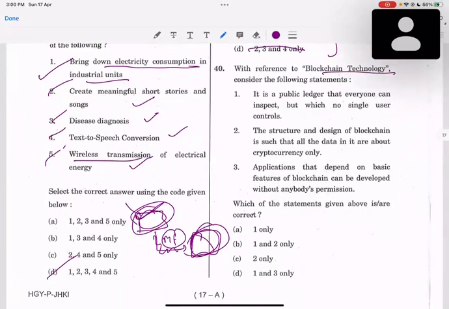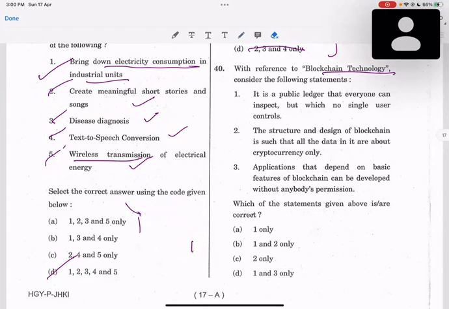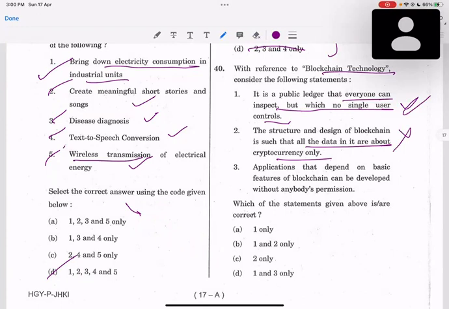In blockchain technology, again, this question was easy, not tough. Blockchain technology is in the news. Every day we get to hear about it. If you look at its answer, it is a public ledger that everyone can inspect, but which no single user controls. Yes, decentralized system. Is the structure and design of blockchain such that all data in it are about cryptocurrency only? No, it can store any data: voting rights, healthcare information, education, finance data, any data. So not just cryptocurrency. So the second is wrong.